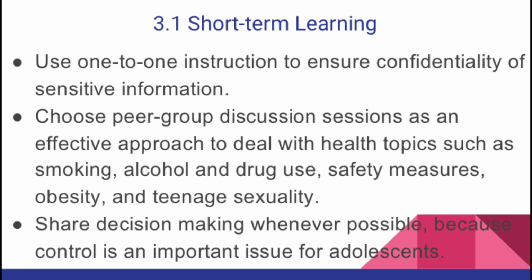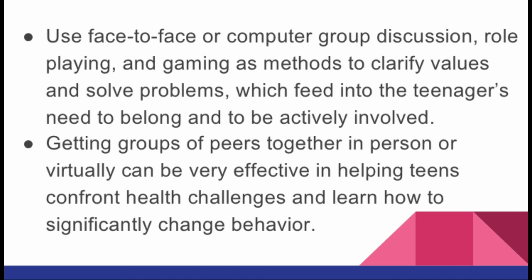For short-term learning, use one-to-one instruction to ensure confidentiality of sensitive information. Choose peer group discussion sessions as an effective approach to deal with health topics such as smoking, alcohol, and drug use, safety measures, obesity, and teenage sexuality. Share decision making whenever possible because control is an important issue for adolescents. Use face-to-face or computer group discussion, role-playing, and gaming as methods to clarify values and solve problems, which feed into the teenagers' need to belong and to be actively involved. Getting groups of peers together in person or virtually can be very effective in helping teens confront health challenges and learn how to significantly change behavior.